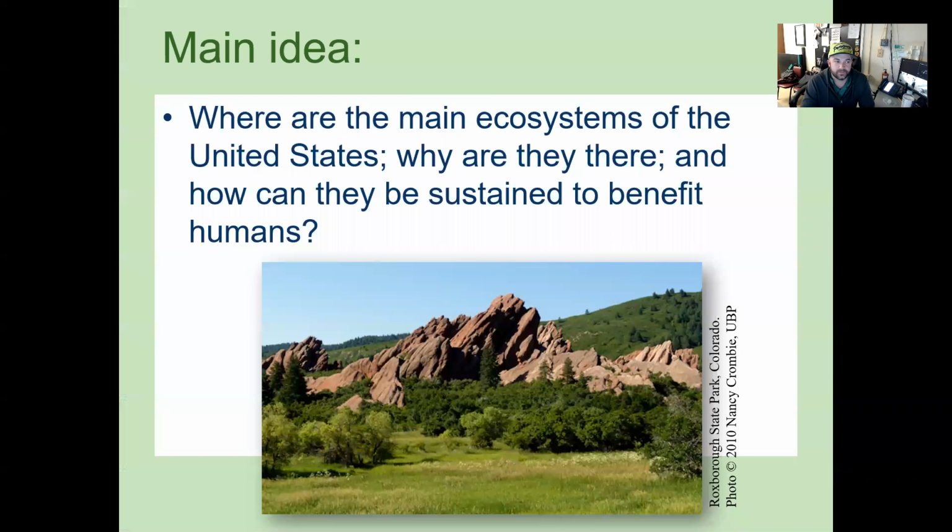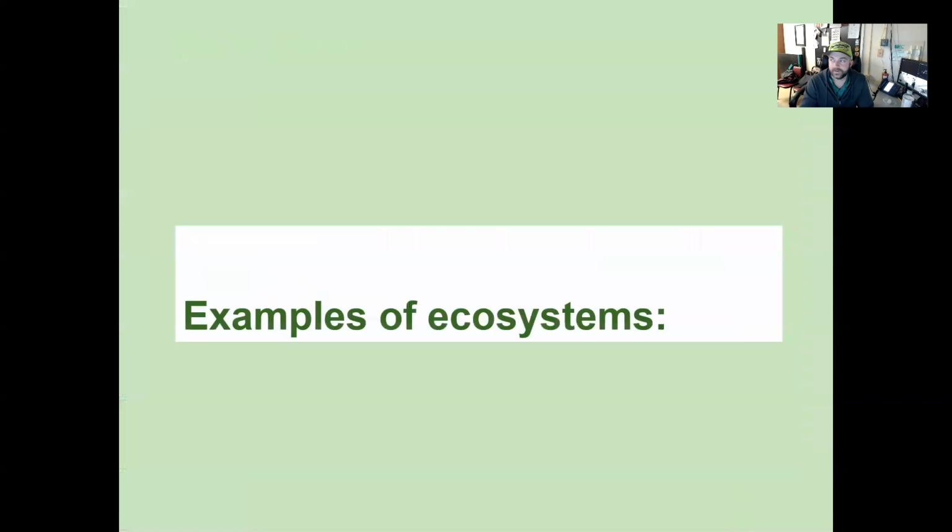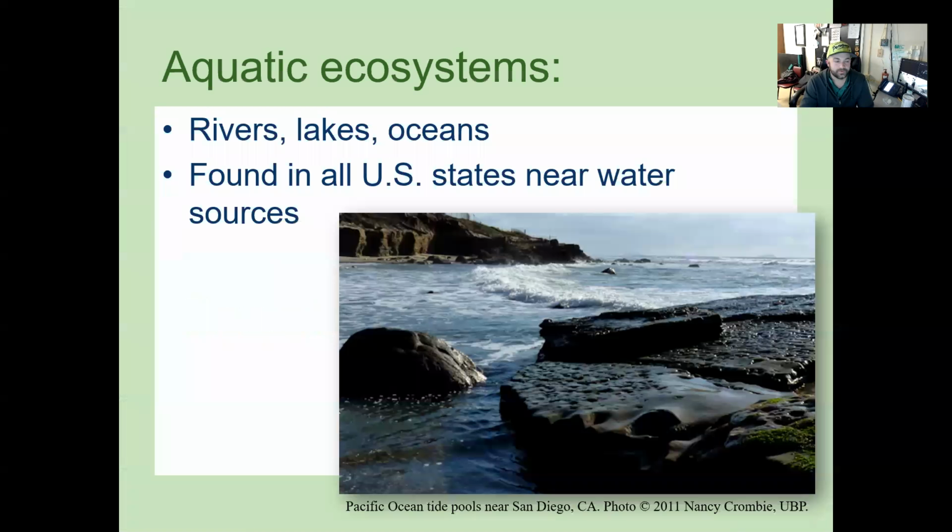Today I'm going to talk to you about finding and managing U.S. ecosystems. The main idea here: where are the main ecosystems in the United States? Why are they there? And how can they be sustained to benefit humans? An ecosystem is a network of living and non-living parts that affect each other, often defined in terms of plants growing. Let's look at some different examples of ecosystems.